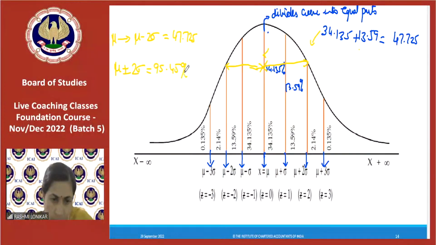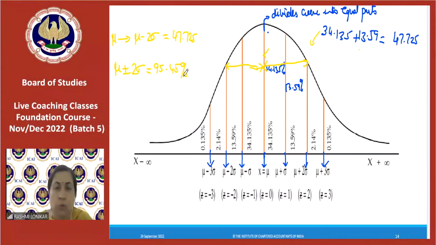95.45%. Okay, that means what? What is the area that is covered? So this is the area that is being covered, from x is equal to mu up to the positive side and from x is equal to mu to the negative side. Then when I'm talking of x minus mu to x plus mu, you'll get an answer.